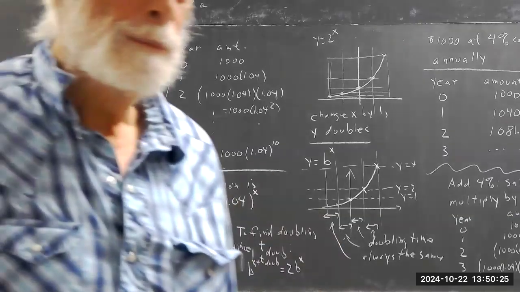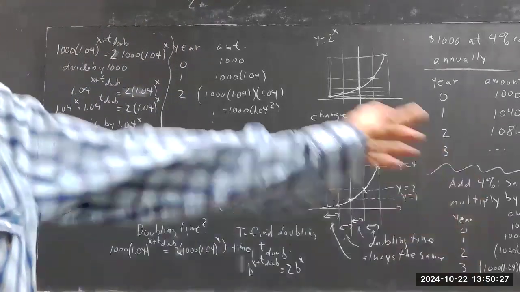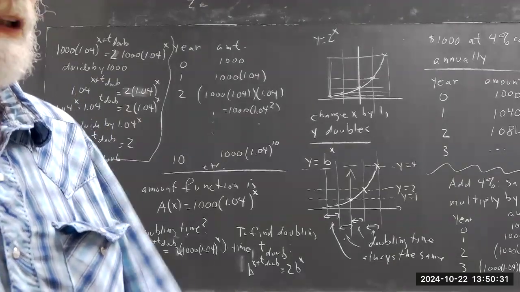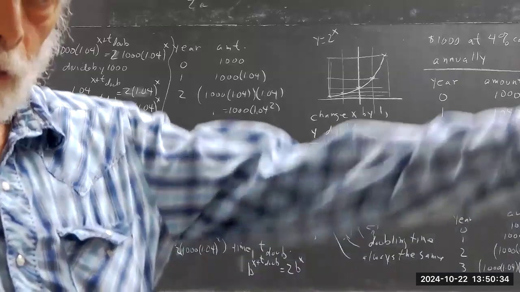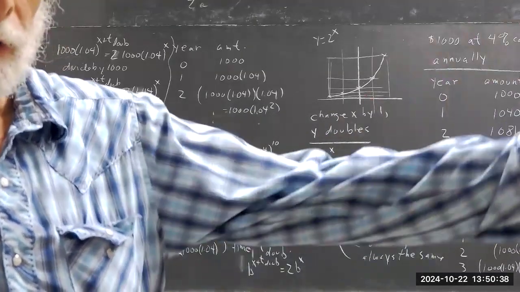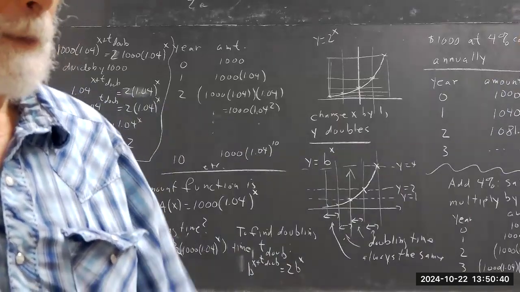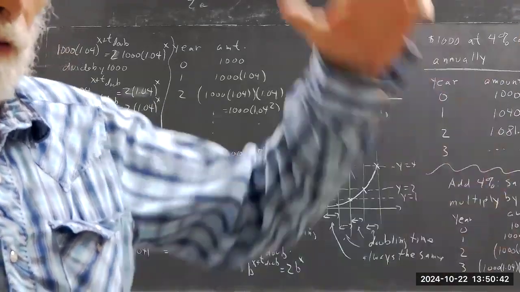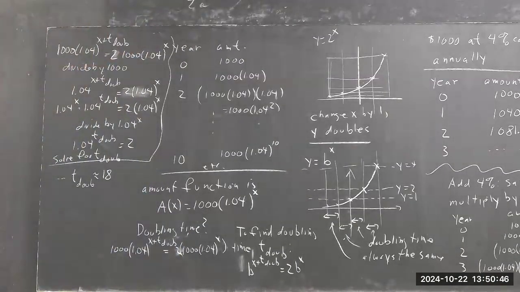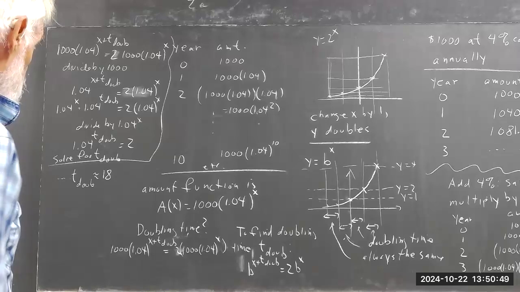Means in 18 years, your investment will be worth $2,000. 18 more years, it'll be worth double that, 4,000. And 18 more years after that, 54 years from then, when you're around my age, be worth $8,000, right? So that's kind of the power of compound interest.